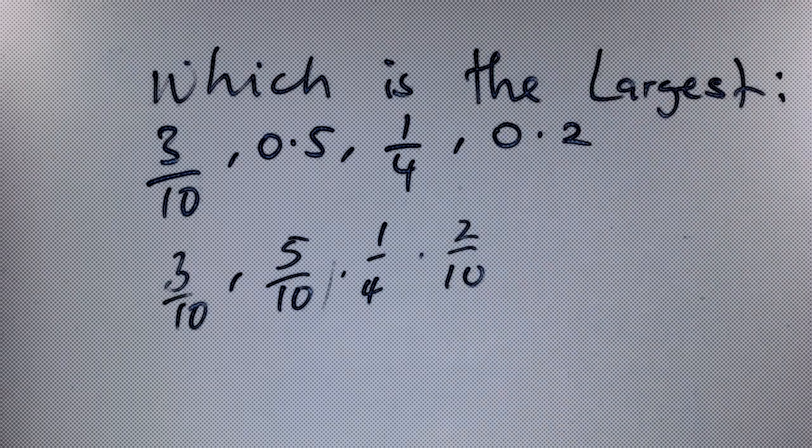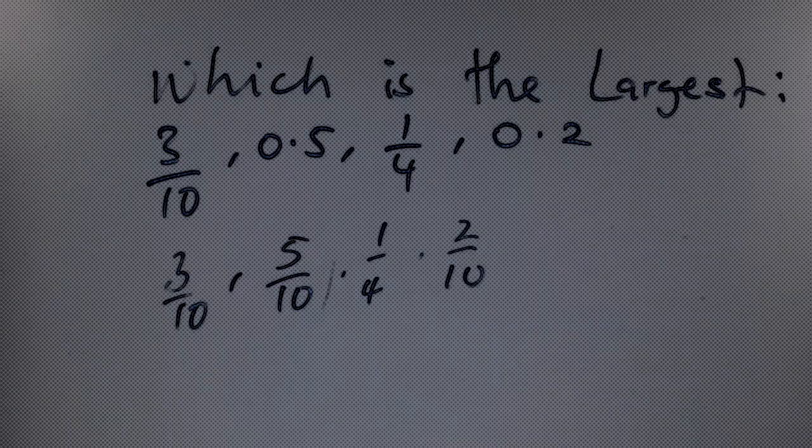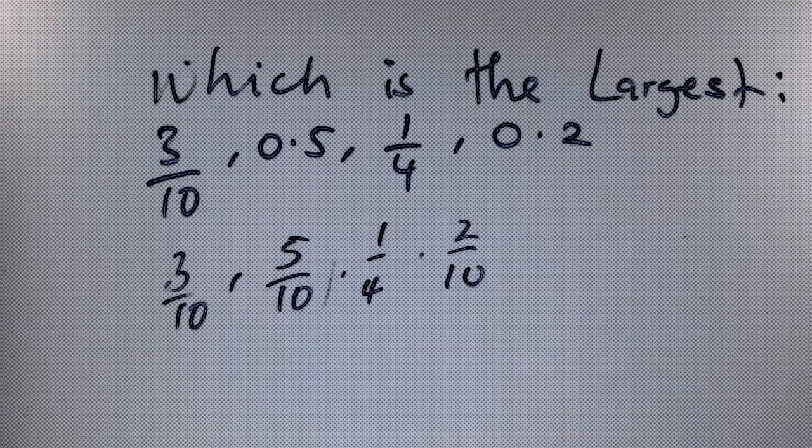Now to solve this problem, you just need to find the LCM. The LCM of 10 and 4, which are the denominators. The LCM is 20. The LCM means lowest common multiple. So the LCM of 10 and 4 is 20.